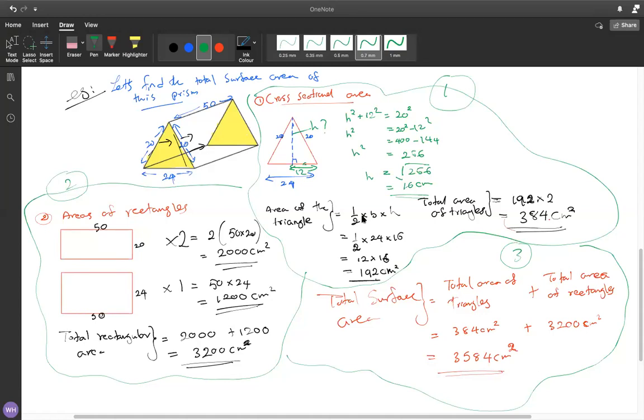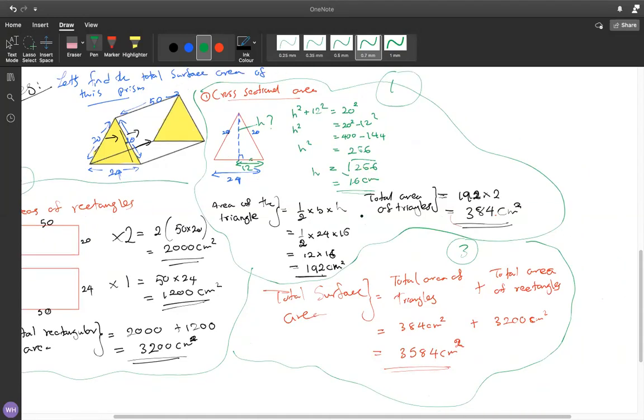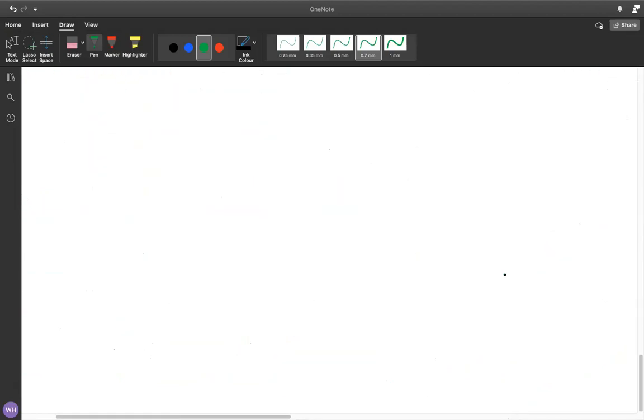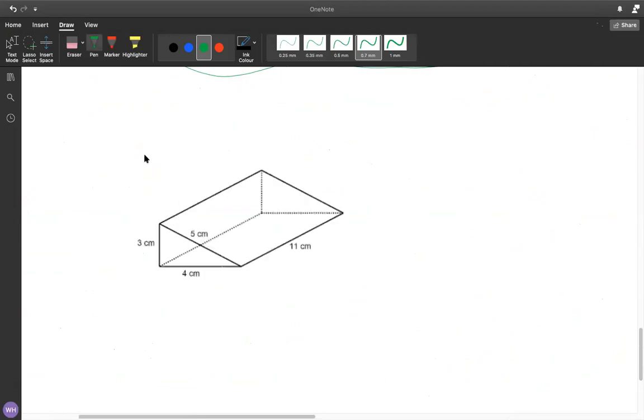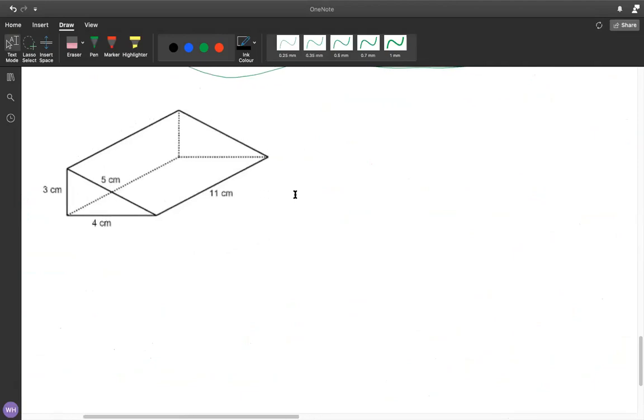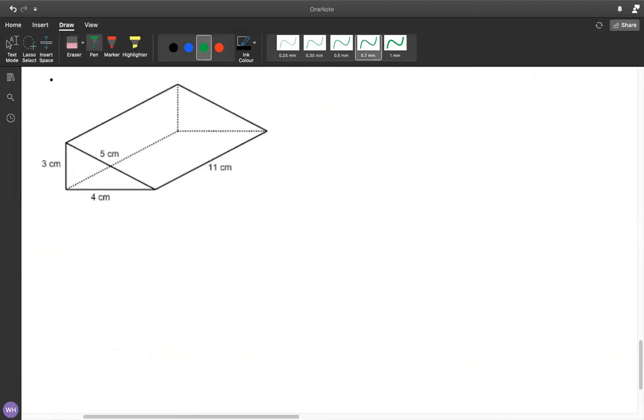Yeah, wait. One question. Right, I'm going to move the screen to here. One minute. Yes, guys, you need to find the total area of this figure. Okay, example 2. Give it a try, right, guys? Now I told you the way. Find the total surface area.